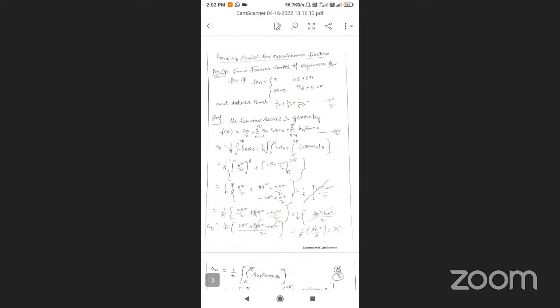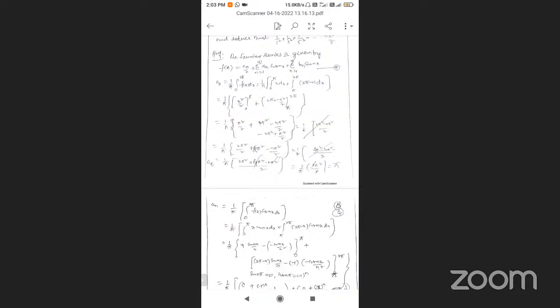f of x is equal to x, 0 less than or equal to x less than or equal to pi; 2 pi minus x, pi less than or equal to x less than or equal to 2 pi. So from 0 to pi, f of x is continuous, and 2 pi minus x from pi to 2 pi, that function will be continuous. Types of discontinuity. Then deduce that 1 by 1 square plus 1 by 3 square plus 1 by 5 square and so on is equal to pi square by 8. This is important also.